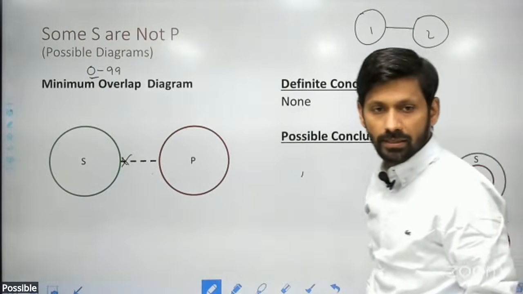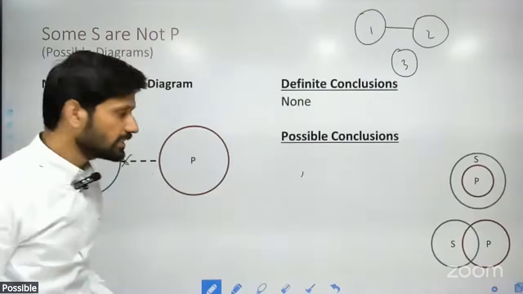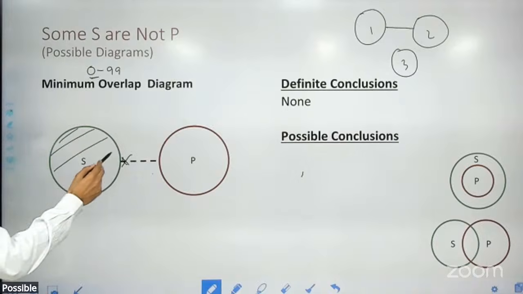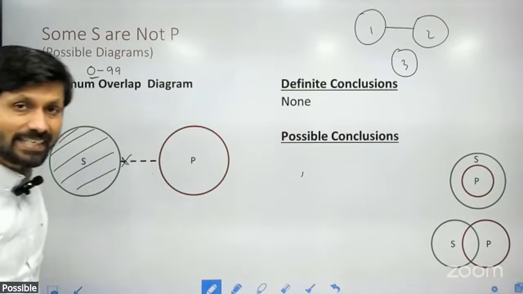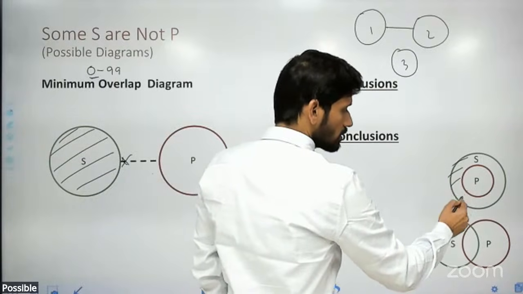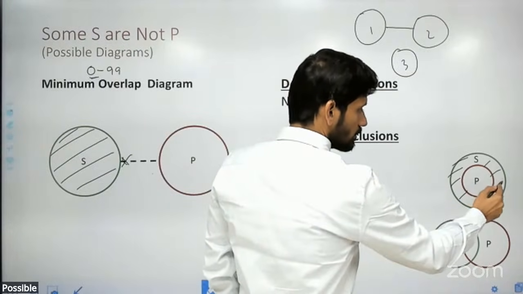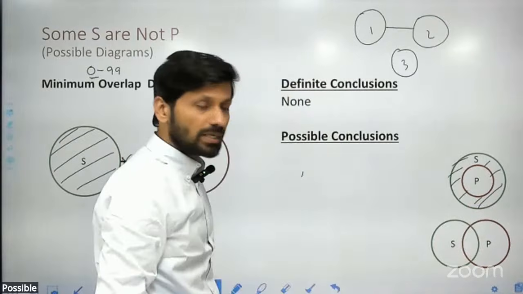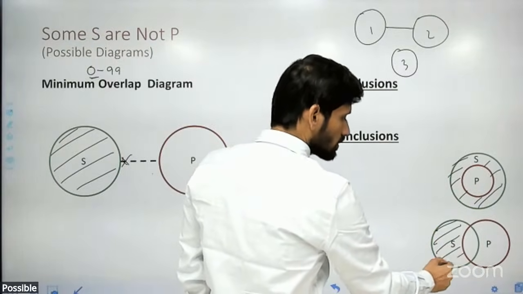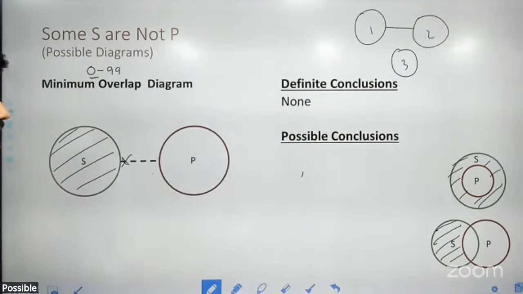These are the two other ways to draw some SR not P. If I have to shade some SR not P, in this case, this is the portion which shows some SR not P, which is the complete S. And in this diagram, this is the portion which depicts some SR not P. And in this, this is the portion that shows some SR not P.